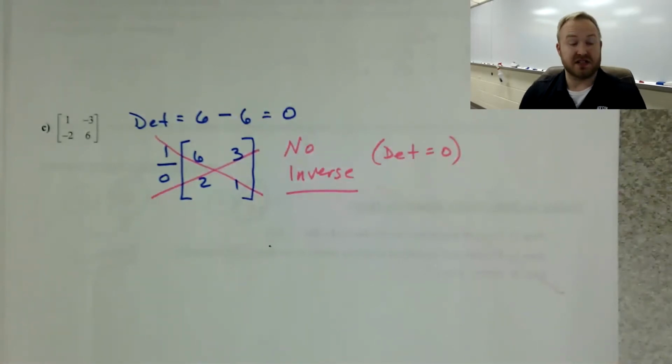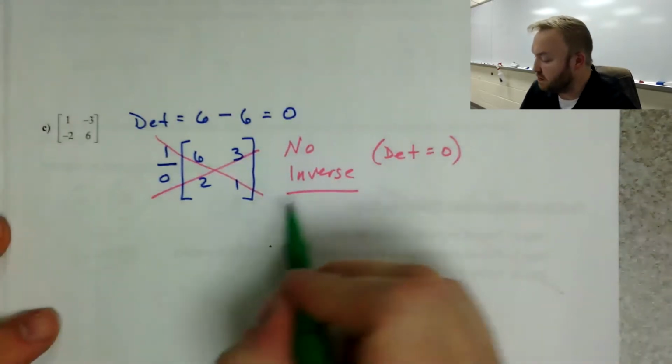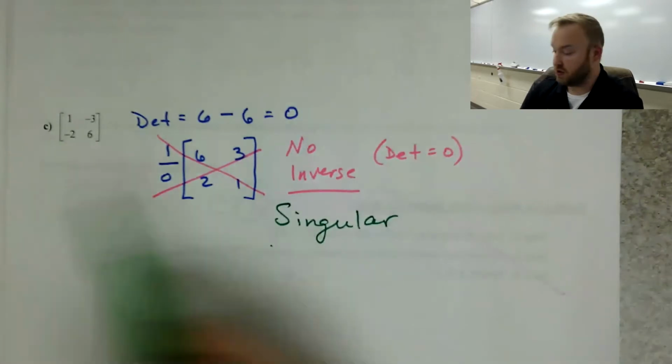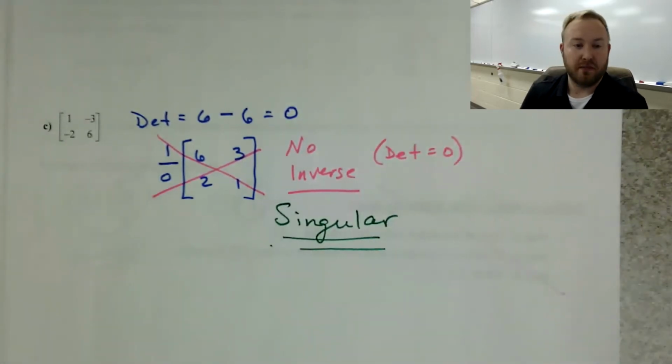When a matrix does not have an inverse, we have a special name for it, and we call that matrix a singular matrix. It's called a singular matrix because it's singular. It doesn't have a buddy. It doesn't have a matrix.